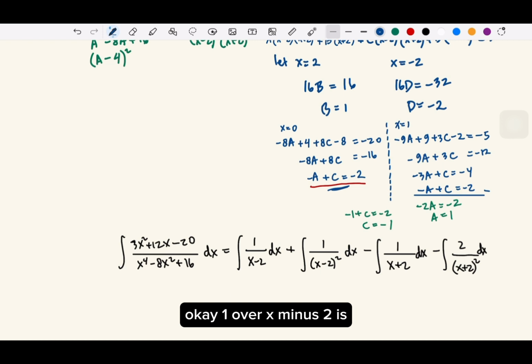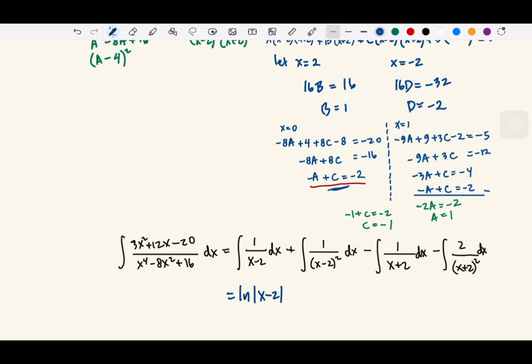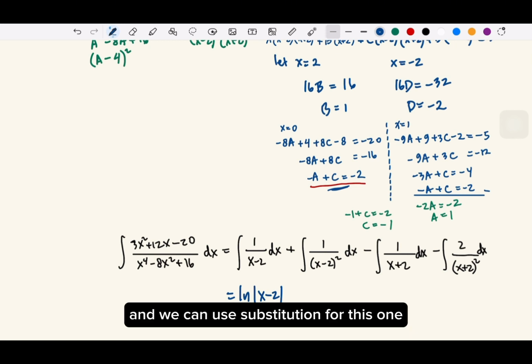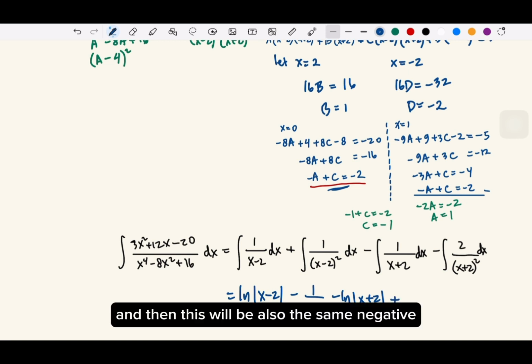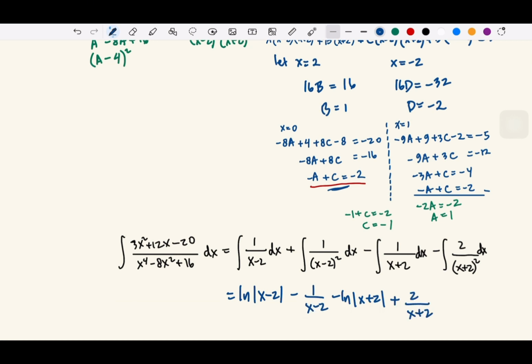Okay. 1 over x minus 2 is, we can write ln of x minus 2, right? And we can use substitution for this one, 1 over x minus 2 squared. This will be negative 1 over x minus 2. This is the same. And then this will be also the same. Negative, negative, positive. So 2 over x plus 2 plus c.